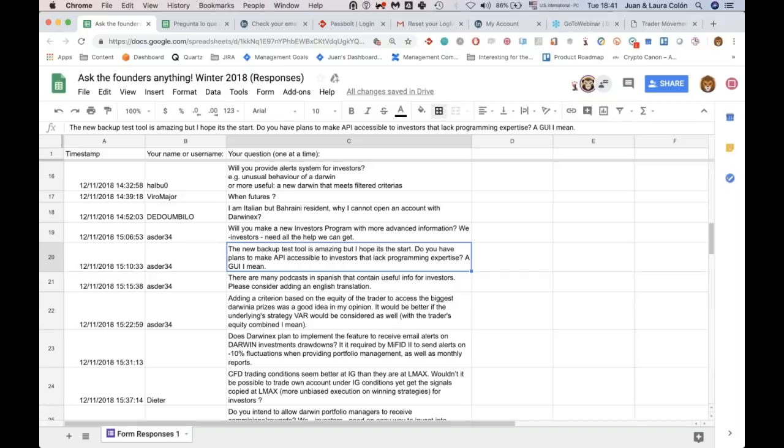So the question is, do we plan to make the API accessible to investors that lack programming expertise? And the answer is we will not do it, because we are very resource constrained, but we see a lot of potential with users tapping into other users, because there are joint use cases that they can leverage. But the current backtest we launched, of course, we are going to improve it. Right now we launched it with the first iteration of the tool, but we would also like to receive feedback from customers to know exactly what they want.